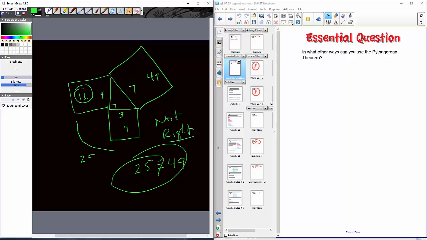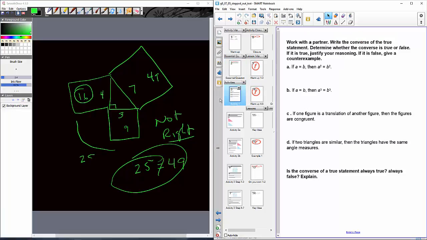So pretty easy. You just go through and see if it's a true statement or not. In this case, it is not. And that is how the Pythagorean theorem will help me prove whether something is a right triangle or not. Another thing we can do with the Pythagorean theorem is find the distance between ordered pairs on a graph, which we'll get to later on as well. But before we get to that, we're going to talk about converse statements.